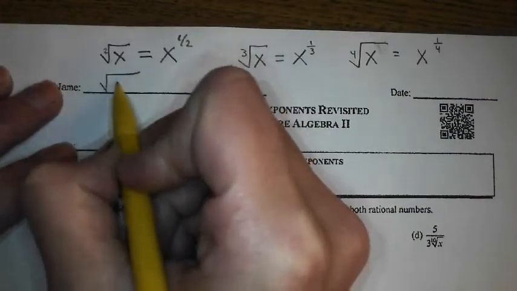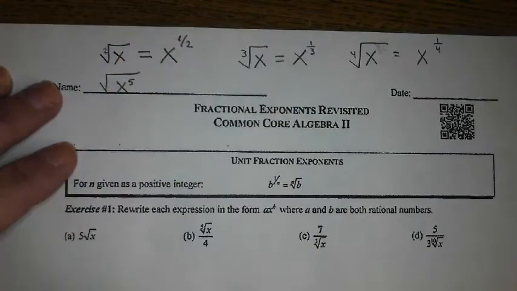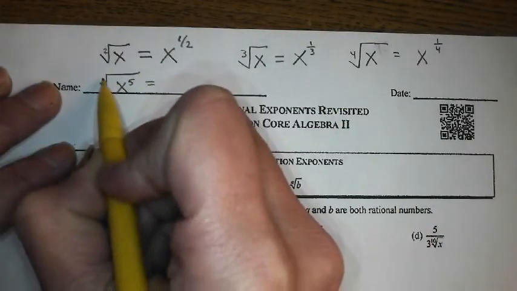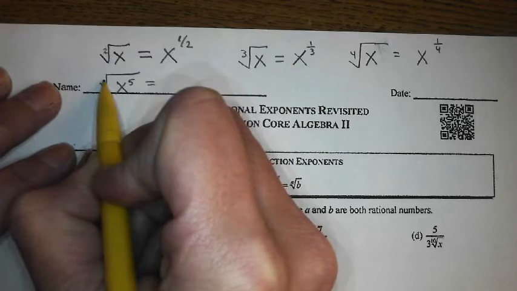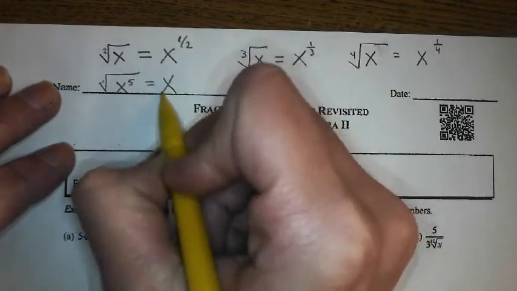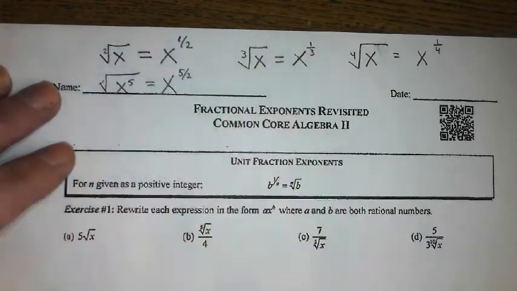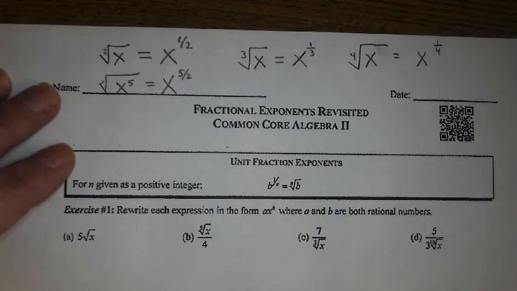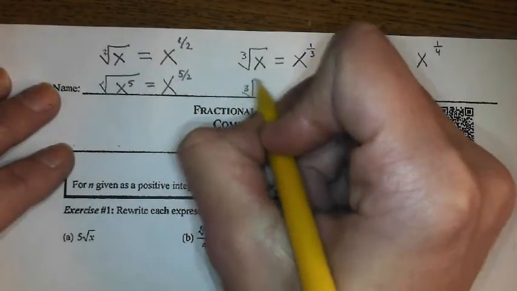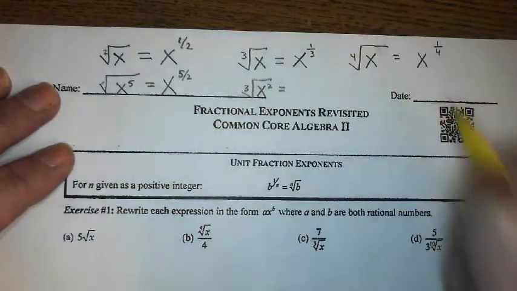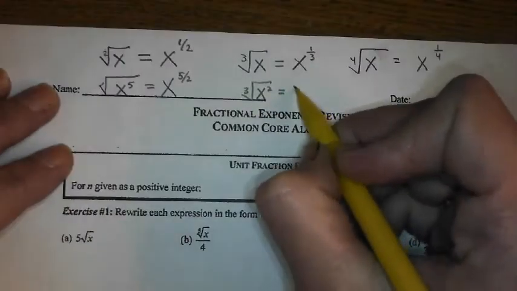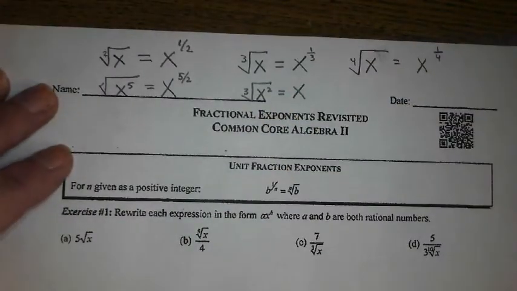The square root of x to the 5th. We said that that root goes to the denominator, right? This is the same as x to the 5/2 power. If they ask you for the cubed root of x squared, that's going to be x to the what? Does anyone think they get the pattern, Kaylee? 2/3.